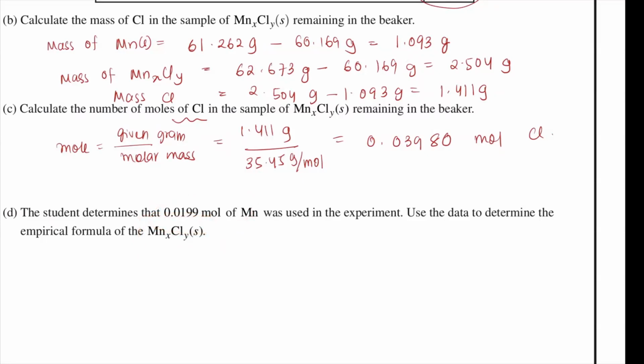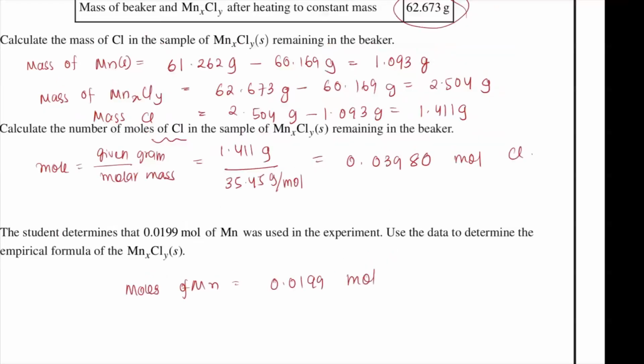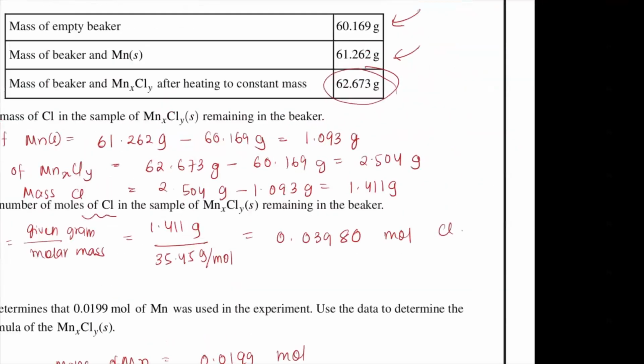So if you know that we can find the empirical formula based on the mass of the moles, so let's just do it. Once we have the moles of manganese, which is 0.0199 mole, we can just make a table.